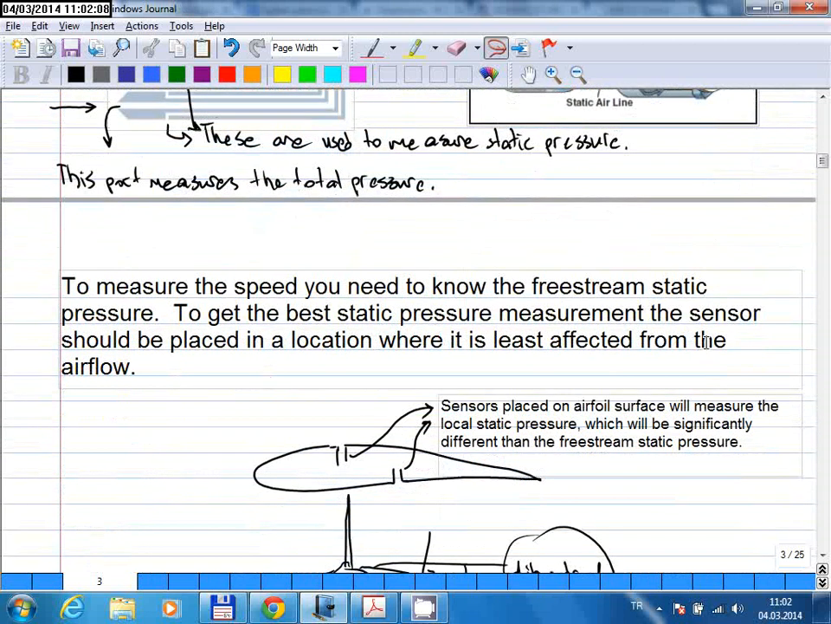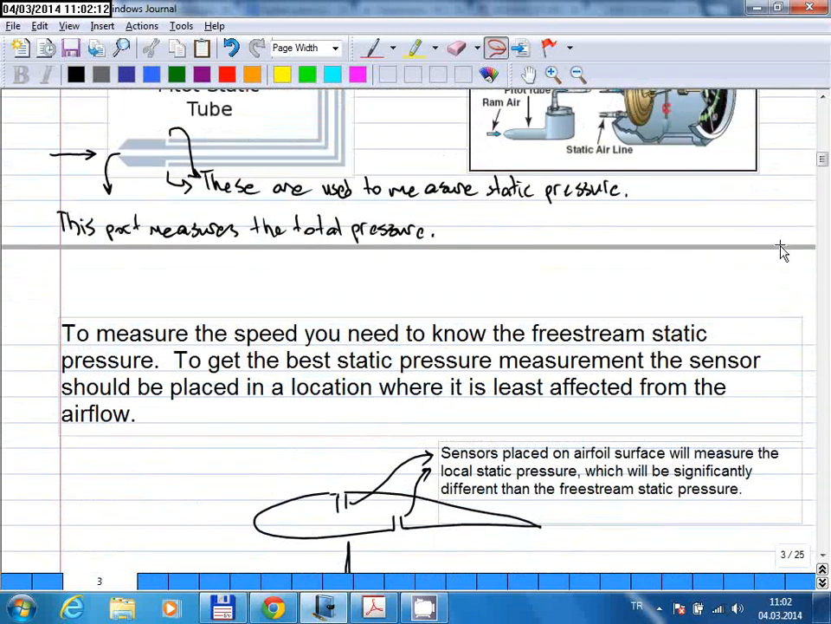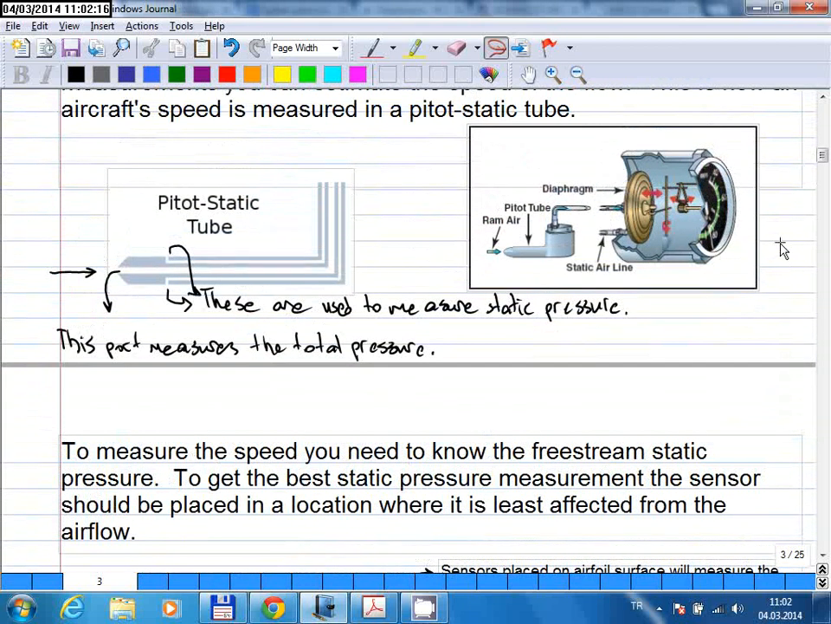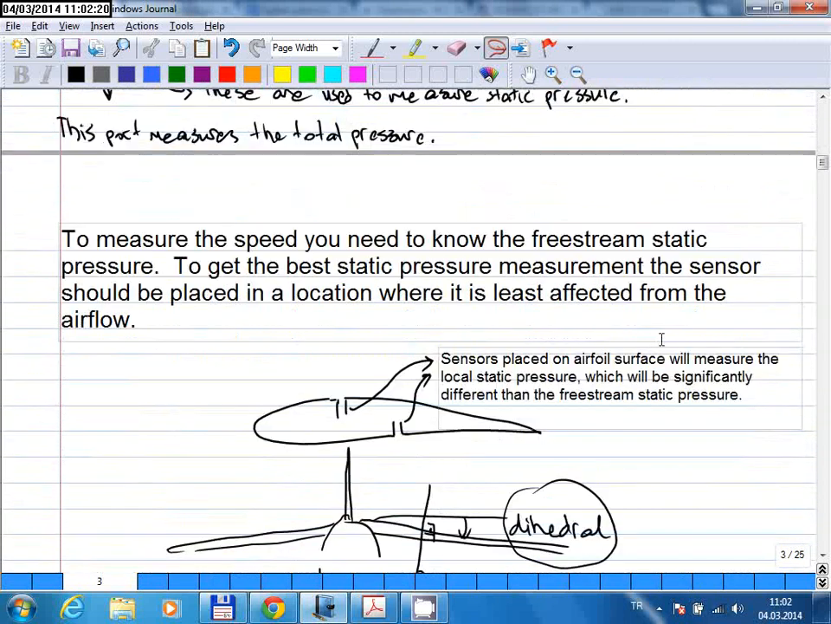Okay, so again, this speed information is really critical, and you can measure the speed by comparing the total versus static pressures. And what's important is you measure the speed of the aircraft. And for that, you need to place the pitot tube carefully.